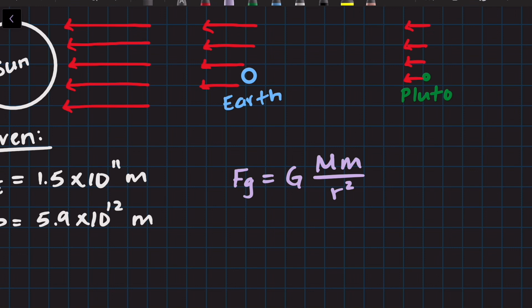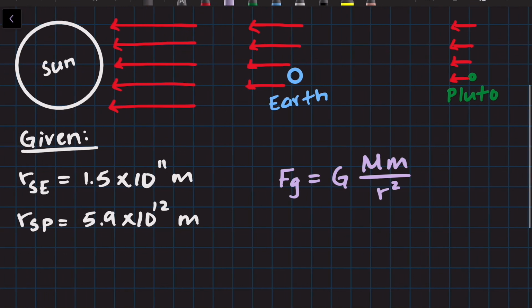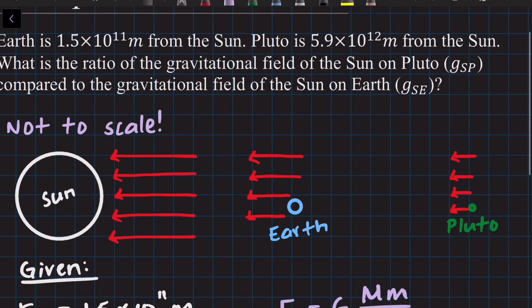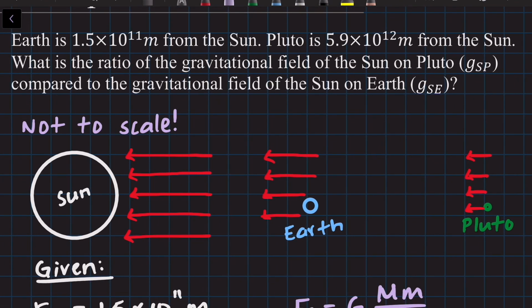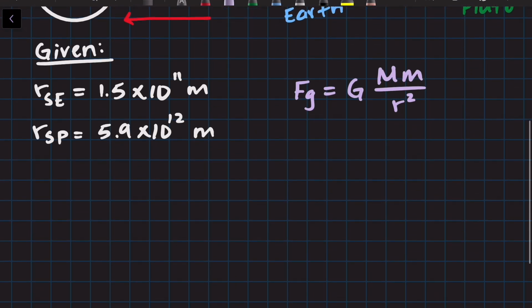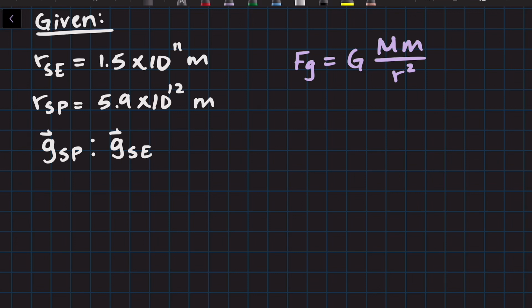Okay? Now let's think about the field. In this case, since we need to find the ratio of the field from the sun to Pluto compared to the gravitational field sun to Earth, it is going to look like this. So gravitational field, we use an arrow showing that it's a vector field, of sun to Pluto to G, sun to Earth.